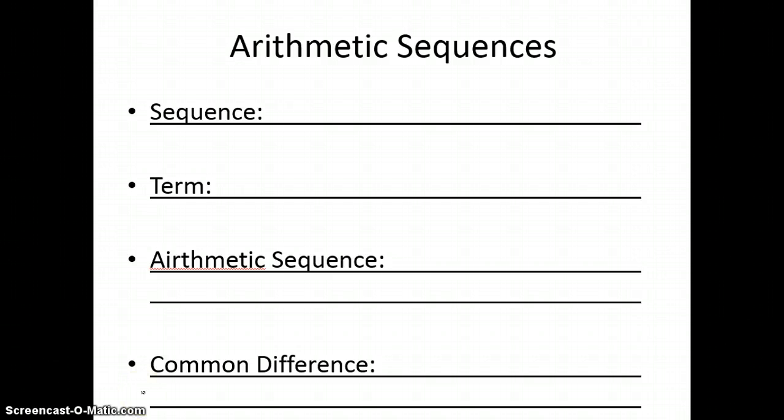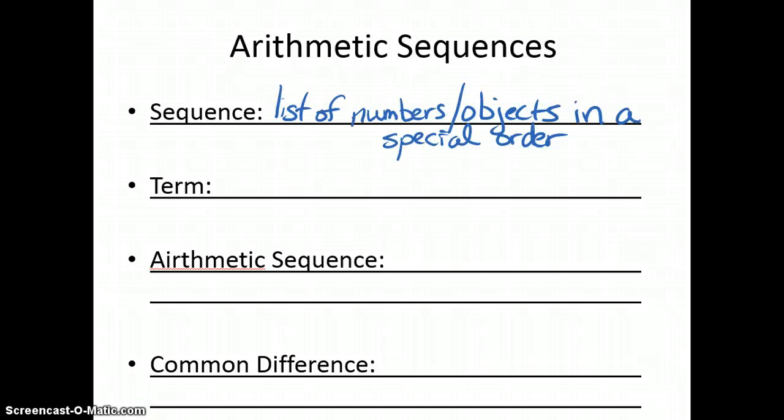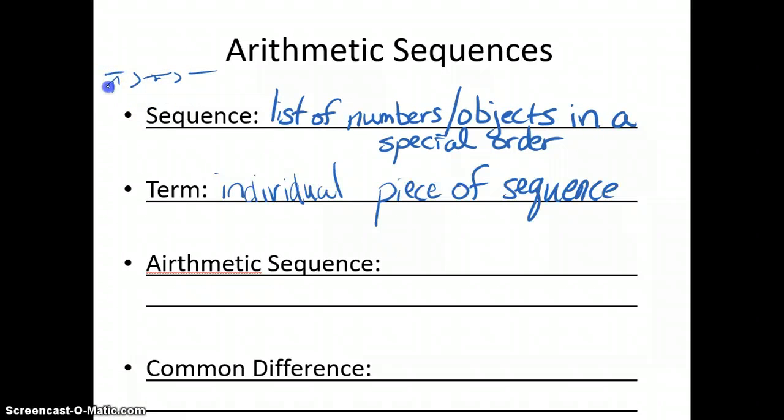The first definition is sequence. A sequence is a list of numbers or objects in a special order. We're mainly going to be looking at lists of numbers where we can try to figure out how we can find the next number or the next four numbers in the sequence. A term is that number or object that's in the sequence. So when we have a sequence with different numbers, each of these is a term. It's really the individual pieces that make up the sequence.